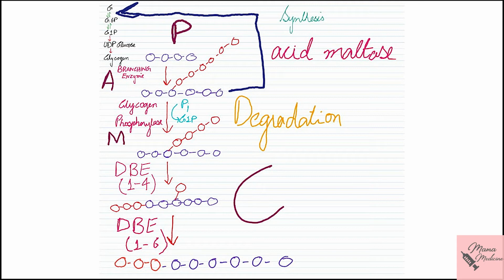So if there is a deficiency of lysosomal enzyme acid maltase, then it will obviously accumulate, and this disease is known as Pompe's disease. Now, I've written a big P near the arrow. It means that it is Pompe's disease. I didn't write the complete disease names because of the lack of space, but you can see the big P written near the arrow. It means Pompe's disease, which is due to the lack of acid maltase.